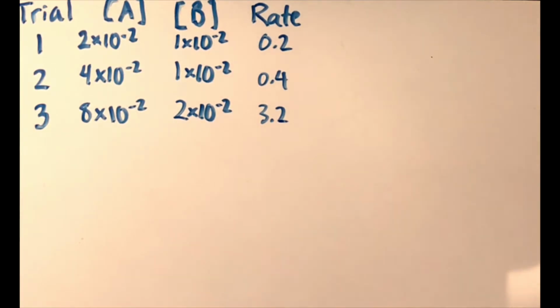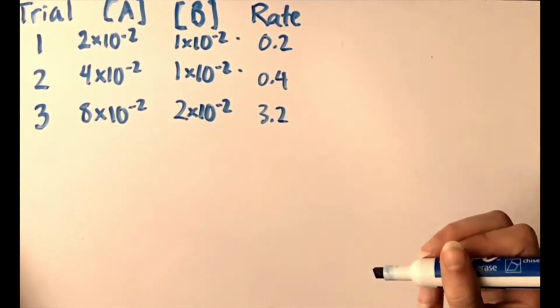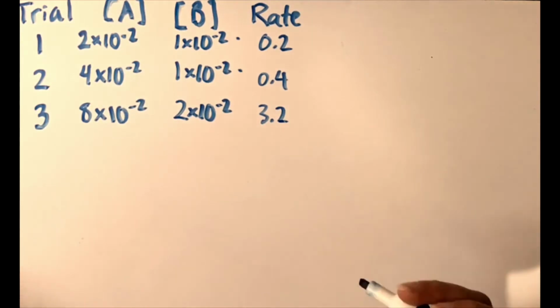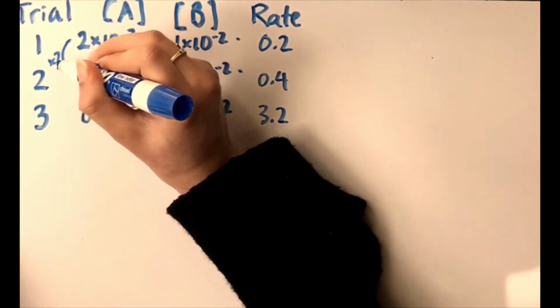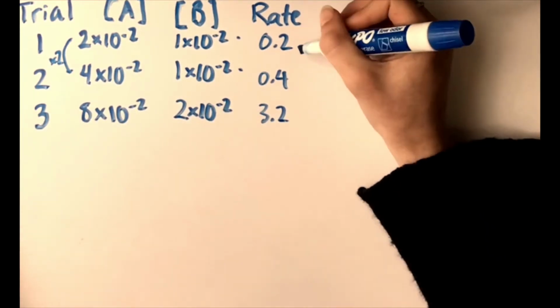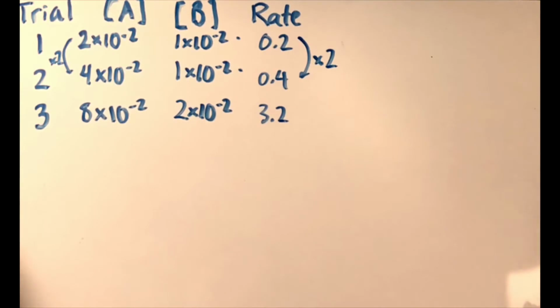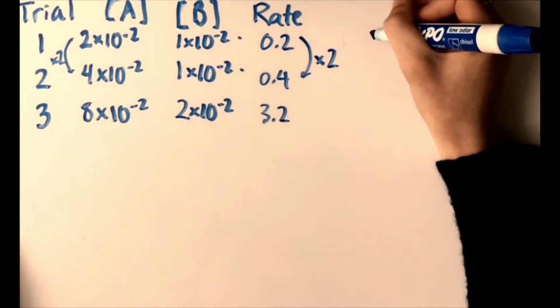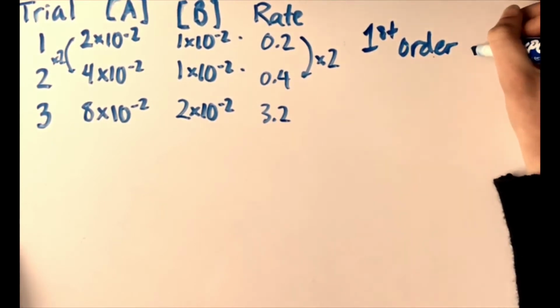So to figure out this problem, we want to try to isolate the effects of changes in the concentration of one reactant. This means we want to look for 2 trials where one of the reactants remains constant. So in this case, reactant B stays the same from trial 1 to trial 2. So we look at reactant A and we see that it doubled. And then we look at the rate, and you can see that the rate doubled in response. This means that this reaction is first order with respect to reactant A.